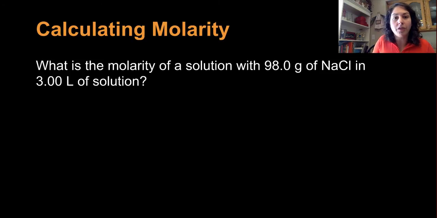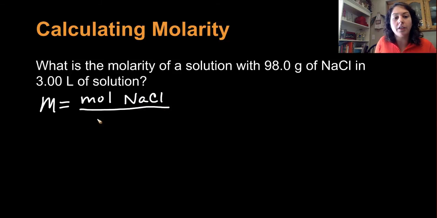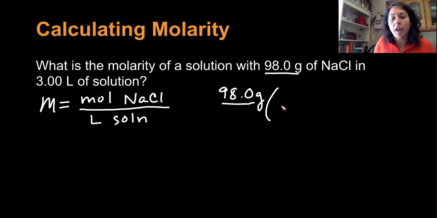molarity as well. And so what we want to do here, same, molarity equals moles of our solute. In this case, it's going to be sodium chloride divided by liters of solution. We have that in liters already, which is great, but we don't have this in moles. So if I want to find moles of sodium chloride, I'm going to take 98 grams of sodium chloride that we start with, and I'm going to do a conversion.